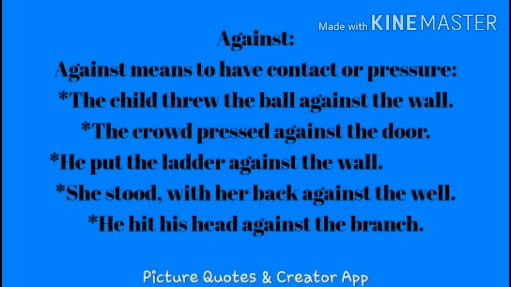The next preposition is against. Against means to have contact, or give pressure. For example, the child threw the ball against the wall. The ball made contact when it was thrown, it contacted the wall. Some pressure was applied there. So in such sentences we can use against.